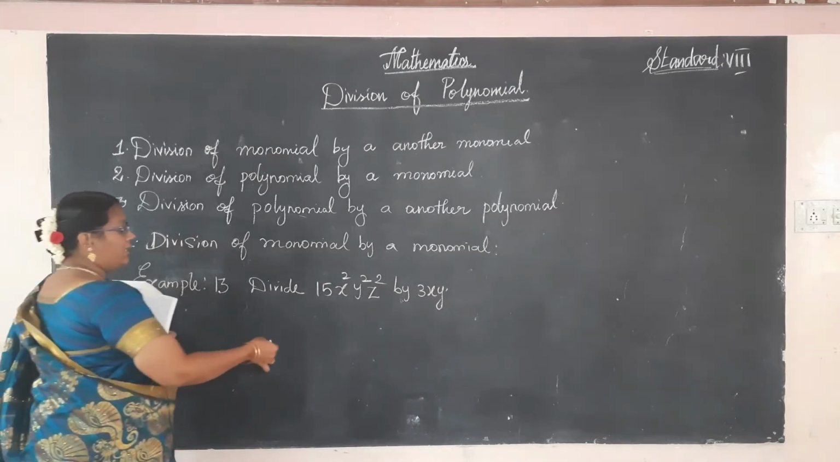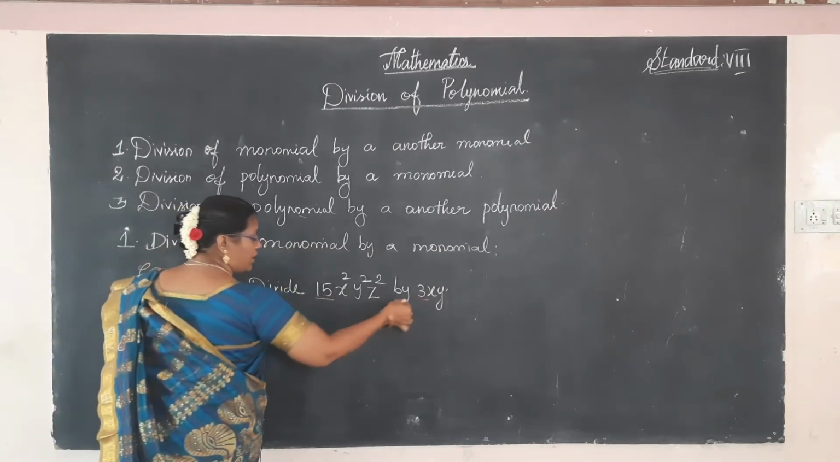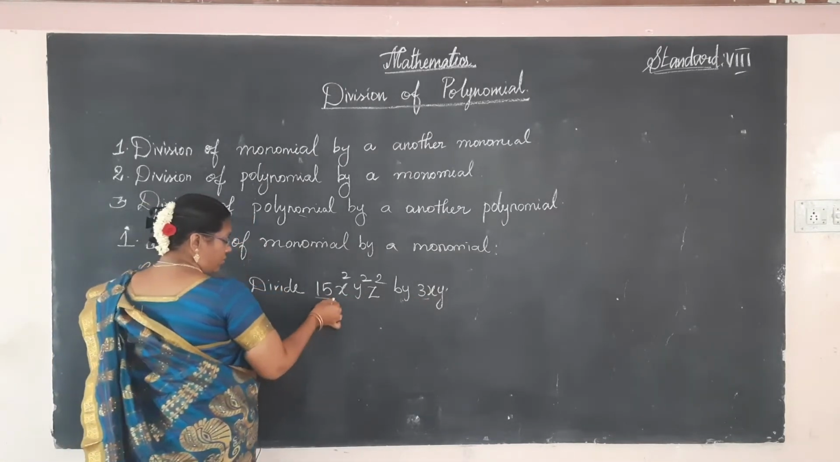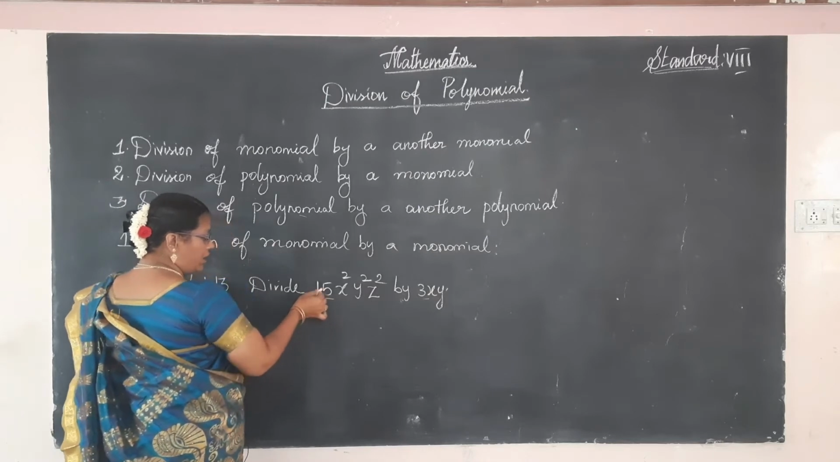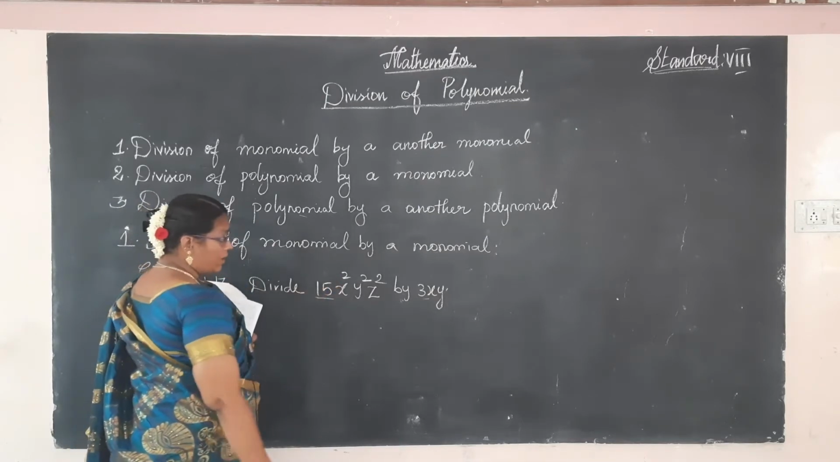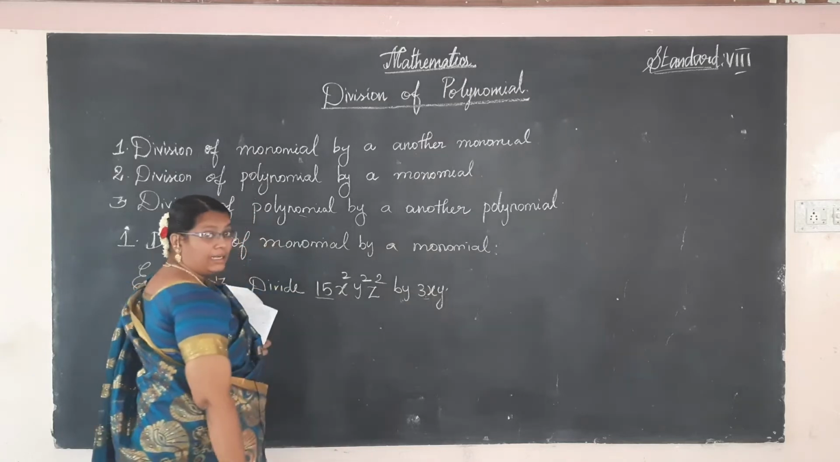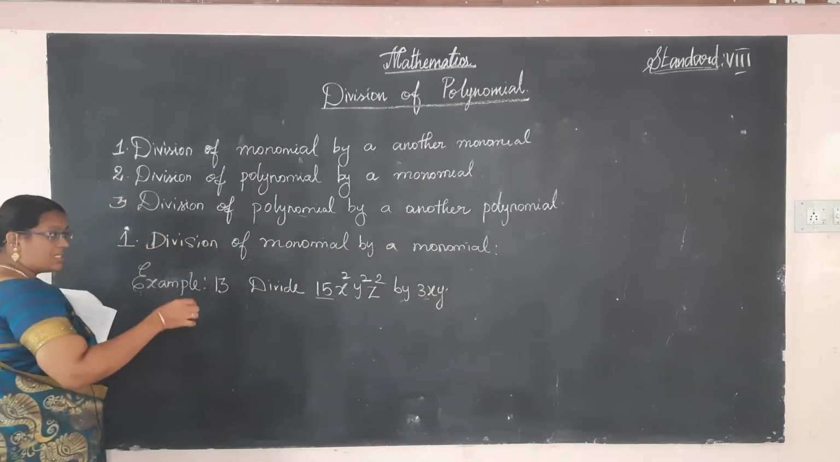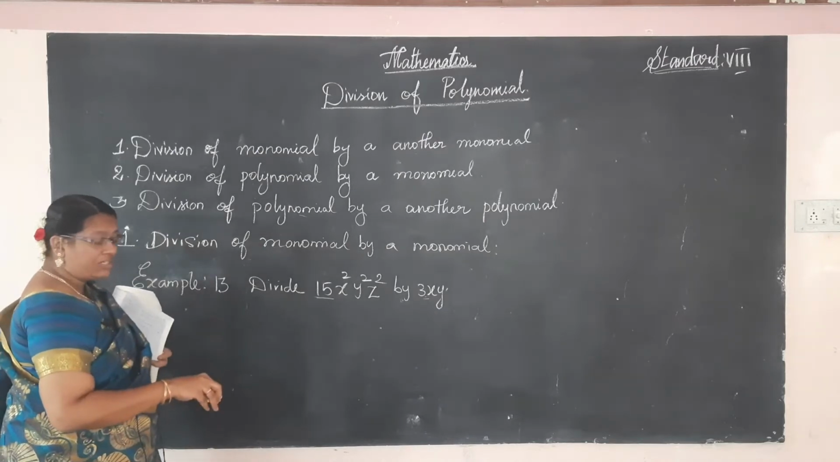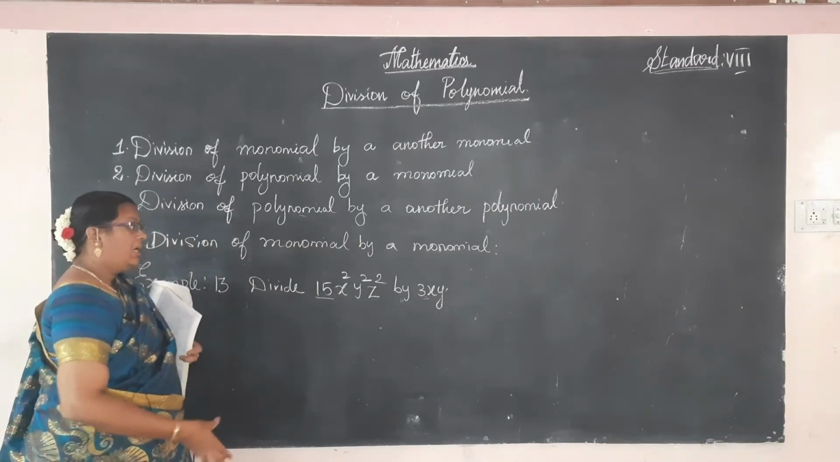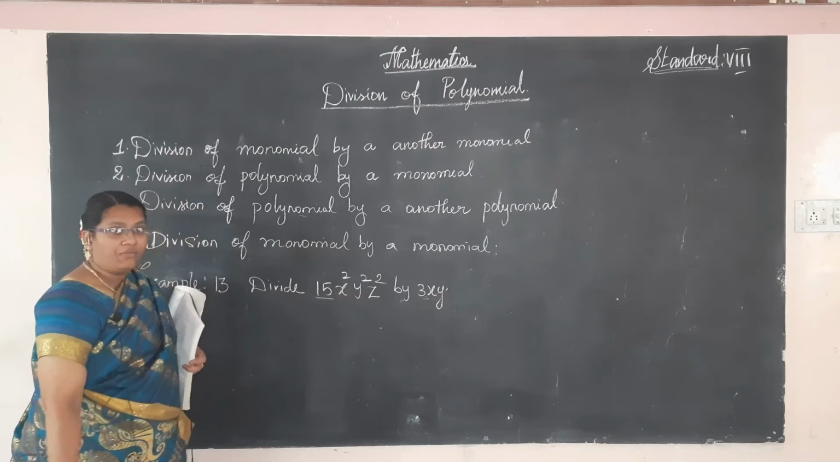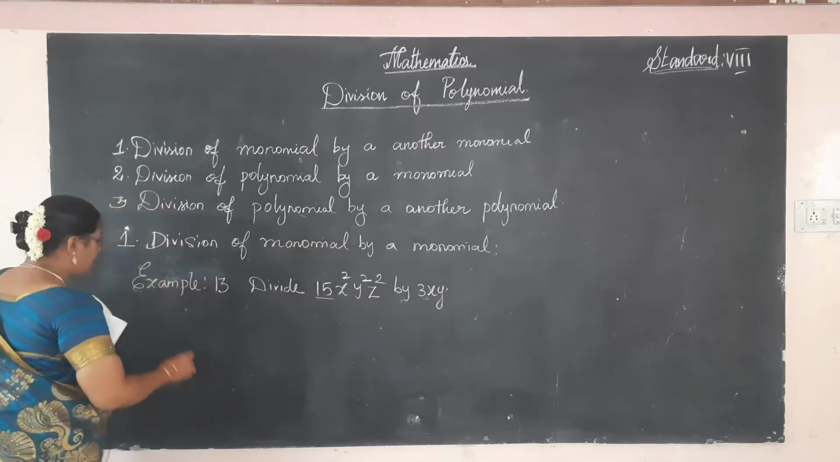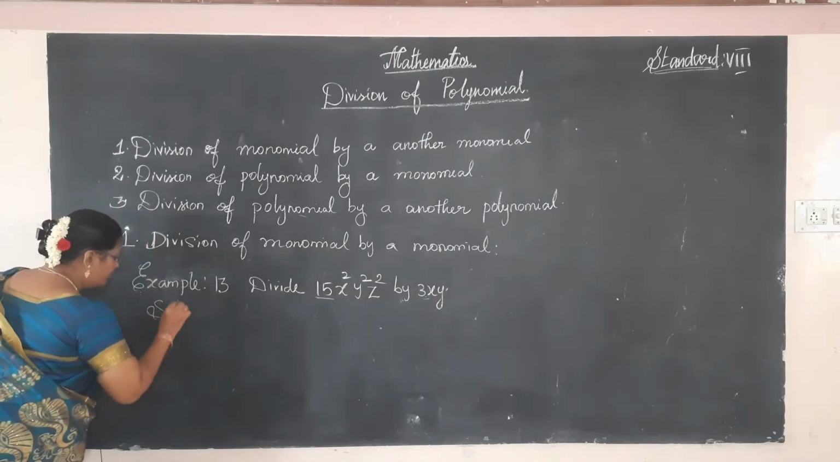First divide the numerical coefficients. What is the numerical coefficient? 15 is a numerical coefficient here, and 3 is a numerical coefficient here. Okay. So first simplify the numerical coefficients, and after that simplify the variables. Okay. See the solution.